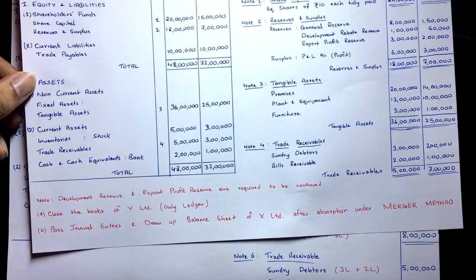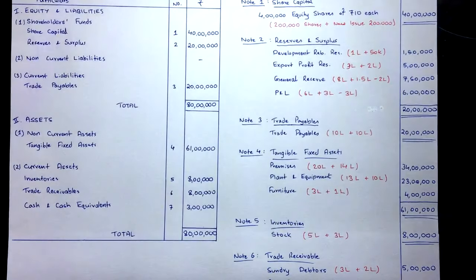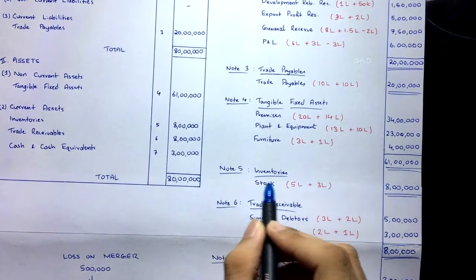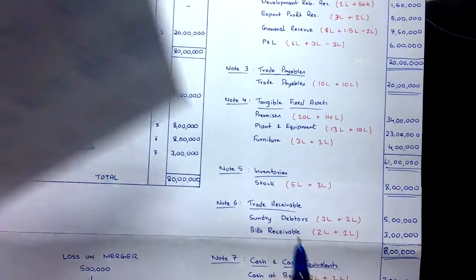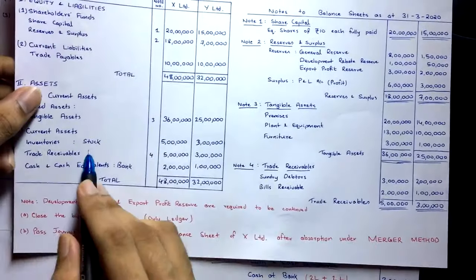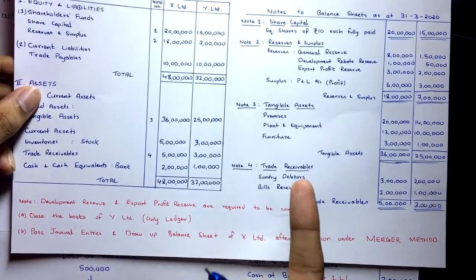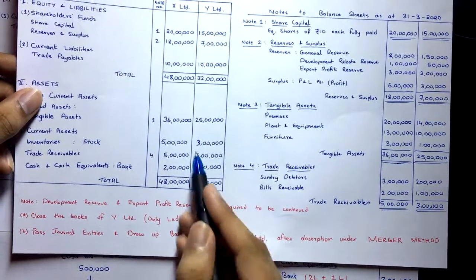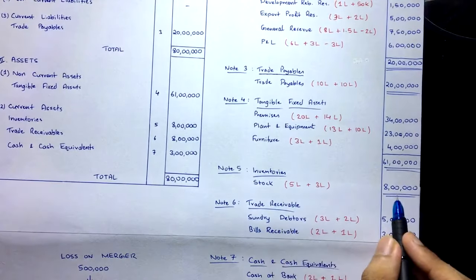Now you have to go back. It's very simple. Notes, right? Note 5, inventories. Stock. Go back to the question. See here. Stock, how much is it? 5 lakh, 3 lakh. Entire thing is taken over. Merger method, at book values only. So you can directly add 5 lakh plus 3 lakh, 8 lakh.